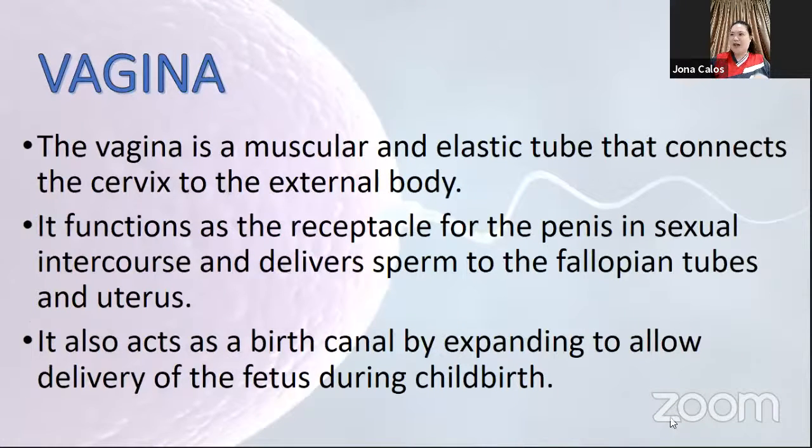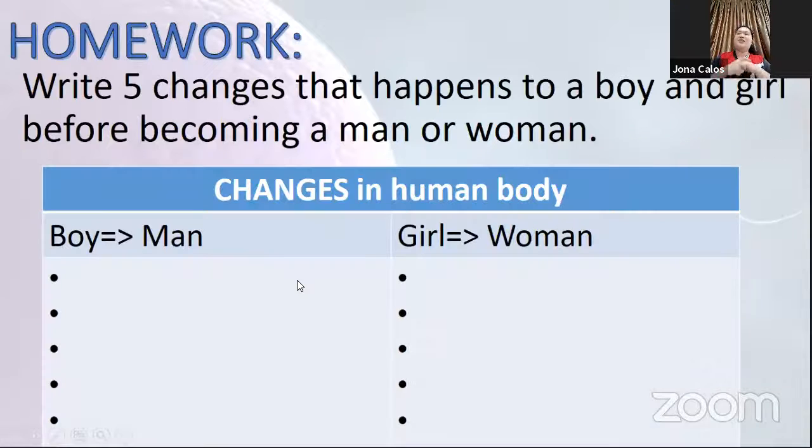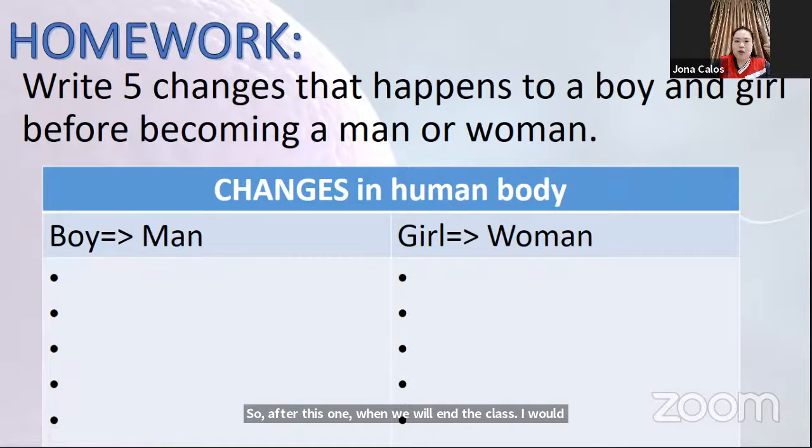So I know I kind of didn't explain it too well, but first of all, I'd like you to do this one as your homework. After this, when we end the class, I would like you to do this. So for your homework, write 5 changes that will happen to our body from being a boy to a man and from a girl to a woman. These are the physical or even psychological changes that happen to a person.